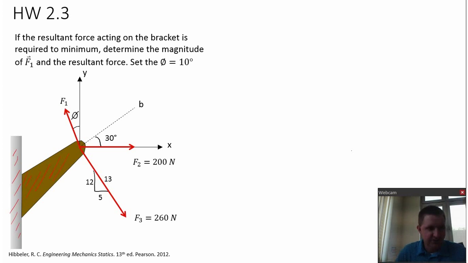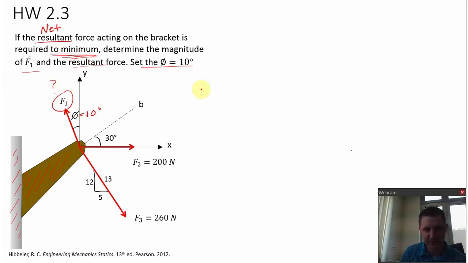The question asks, if the resultant force acting on the bracket is required to be a minimum, determine the magnitude of F1 and the resultant force. They tell us this angle phi here is 10 degrees. The resultant force, another way to say that is the net force, the total effect, the sum. So we want the sum of these three forces to be minimum.